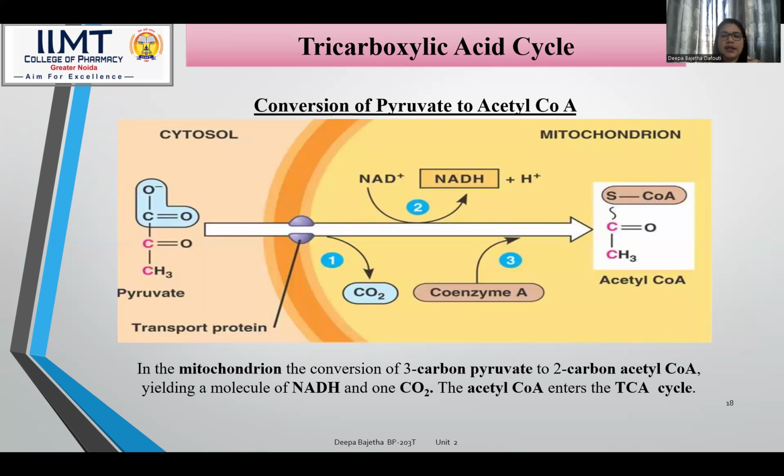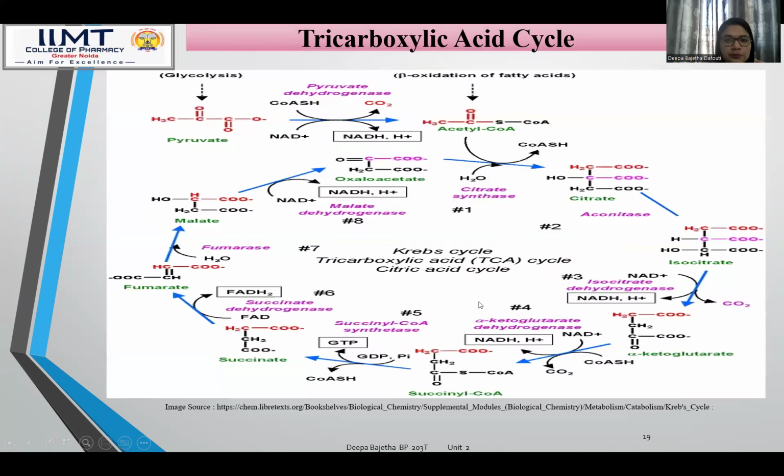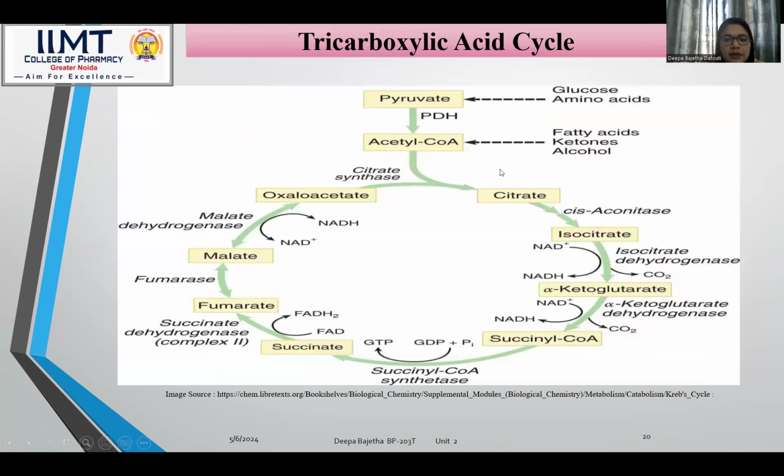The first step of the TCA cycle is conversion of pyruvate to acetyl coenzyme A. You can see in this structure, the pyruvate molecule is converted to acetyl coenzyme A, where NAD is reduced to NADH and CO2 is released with the help of coenzyme A. In the first step, pyruvate is converted into acetyl coenzyme A with the help of this enzyme, and then acetyl coenzyme A is condensed with oxaloacetate and converted into citrate.